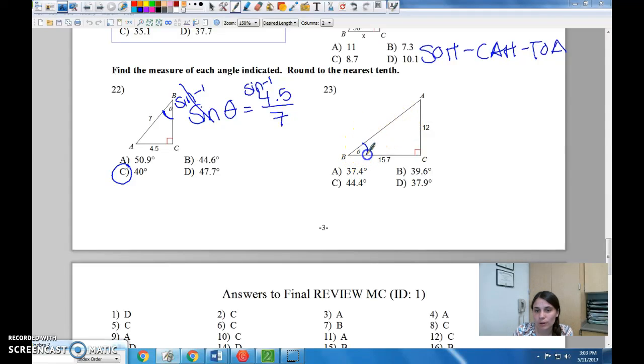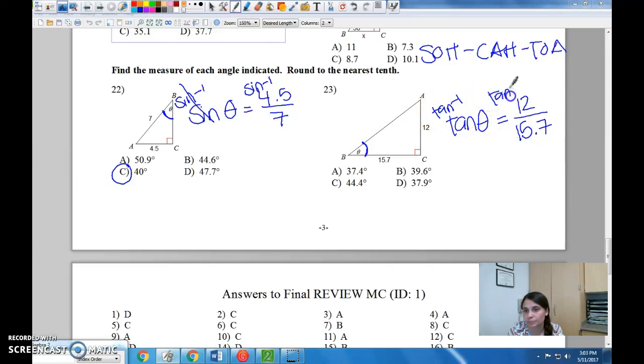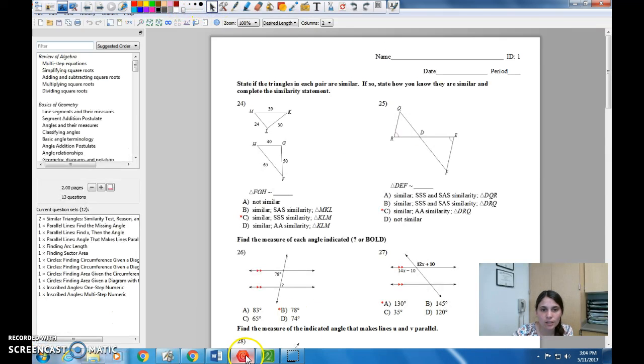23 is a similar idea, so I'm trying to find this angle. I have opposite and adjacent, which is tangent. So the tangent of this angle is equal to the opposite, which is 12, over the adjacent, which is 15.7. Then I'll take the inverse tangent of both sides, and the inverse tangent of 12 over 15.7 is equal to about 37.4 degrees, which is A. Then I'm going to flip to the next page.